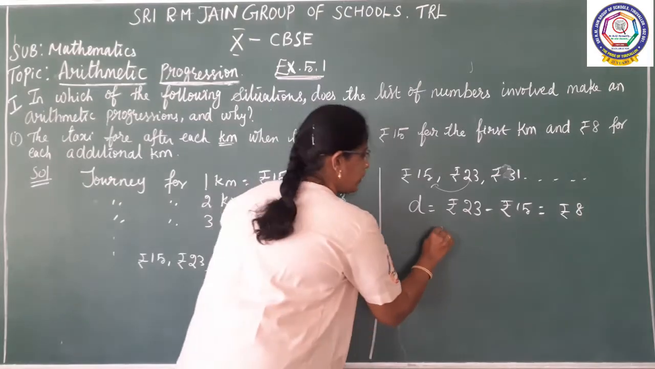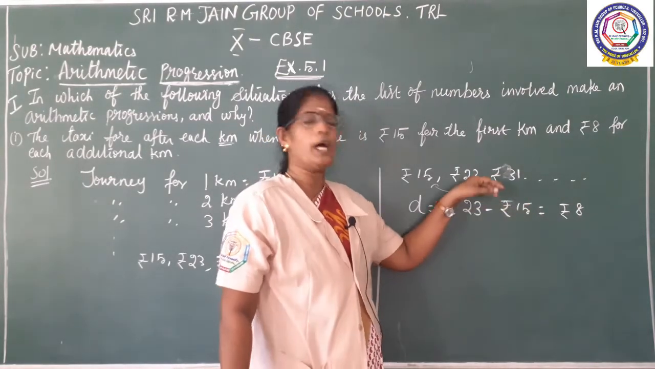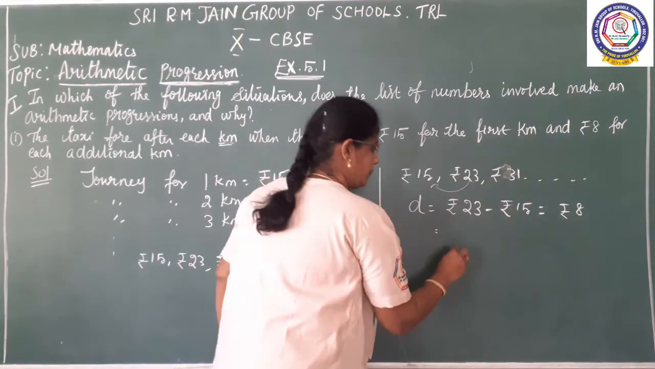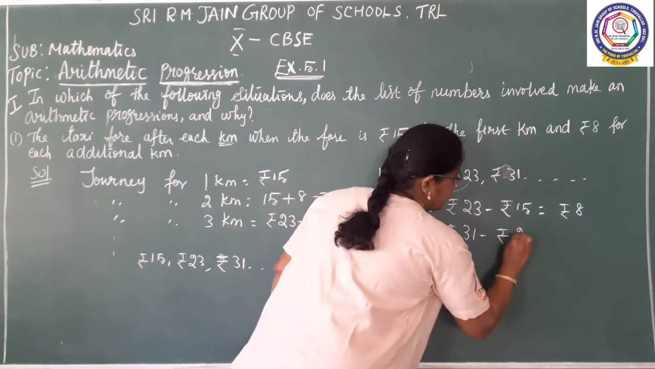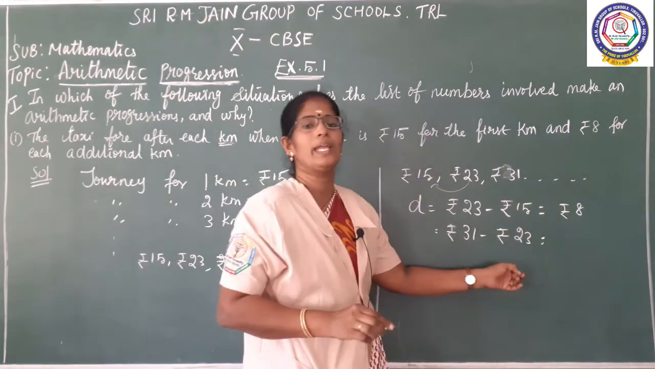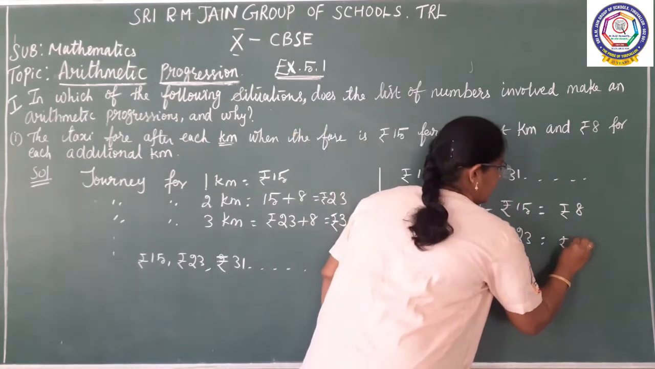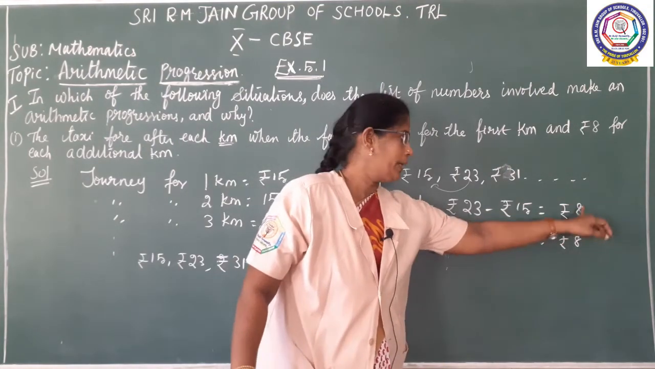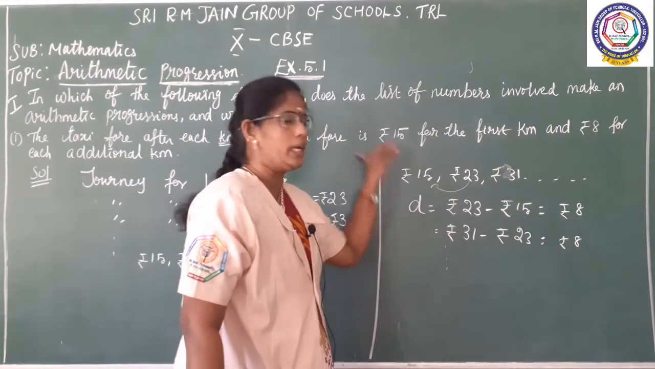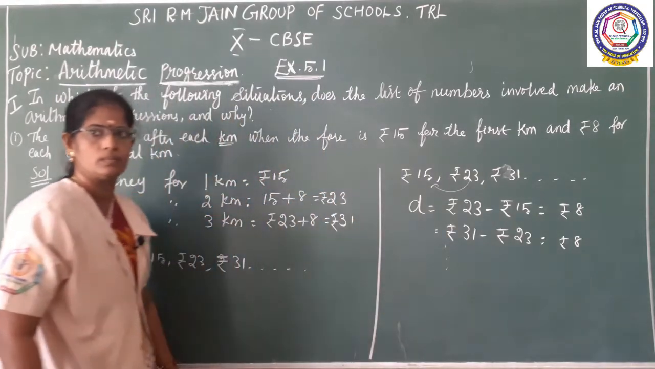So next, how can you find out the next common difference? Third term minus second term. What is the third term here? Rupees 31 minus rupees 23. So 31 minus 23 is equal to 8. So up to etc. So now you check the common differences are equal. Therefore it is an AP.